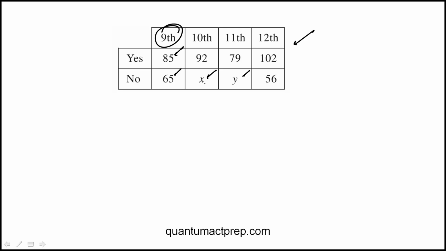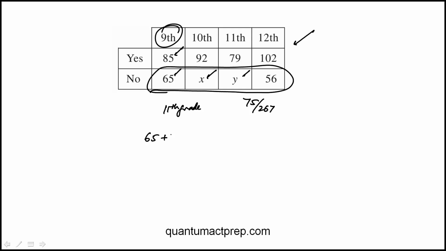They tell us that the probability that a randomly selected student from this high school is in 11th grade, given that the student responded no, is 75 over 267. So if we look at the numbers who responded no, that total is 65 plus 56 plus X plus Y.